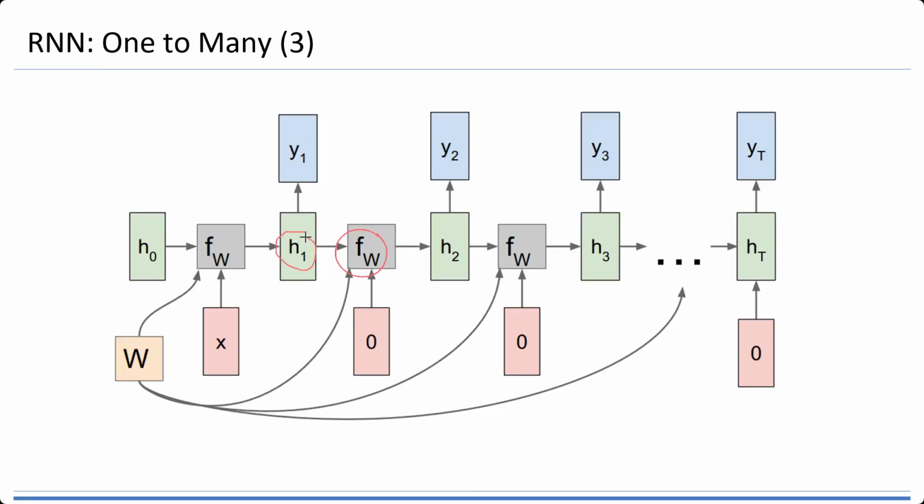However, we still need to calculate H1 with the particular weight plus the bias. Even though the input is 0, we still need to calculate with the weight plus bias. For this one as well, if we have 0, we still need to calculate the weight plus bias, and so on.